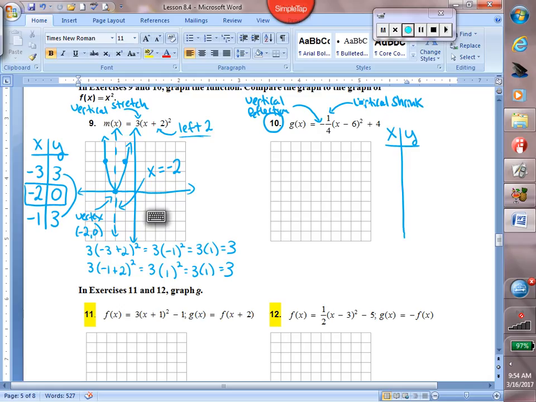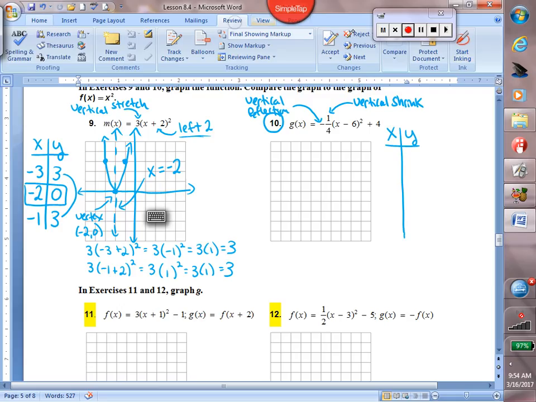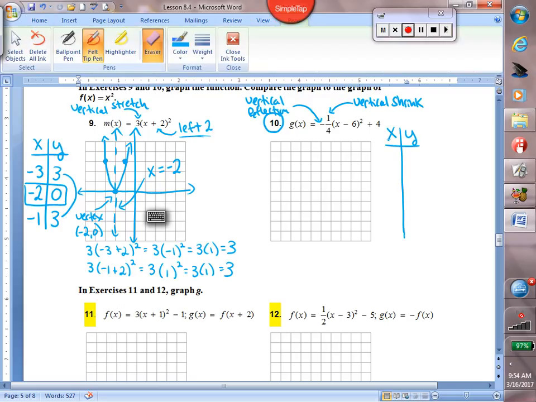Next piece we have a -6. And I'm going to go ahead and just take a second. I'm going to move my chart out of the way. We have a -6 inside the parentheses. Subtracting inside the parentheses causes my graph to go to the right, and in this case it'll be 6 units. Last but not least, the +4 on the end, that is not part of the squared term, it's just a plain old +4. It's going to cause my graph to go up 4.